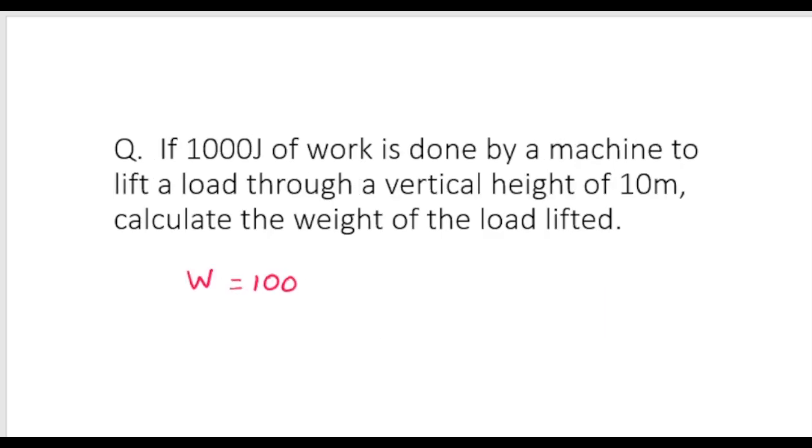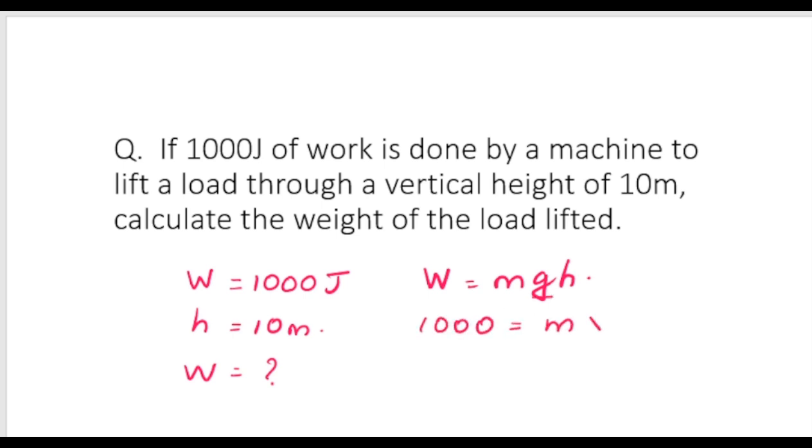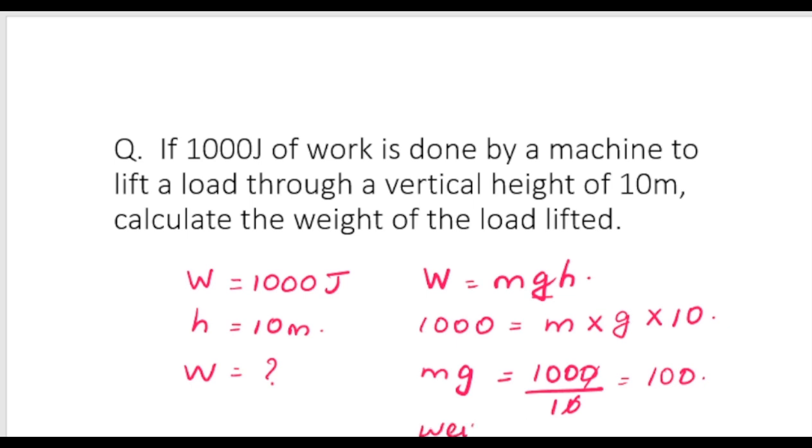Work is given as 1000 joule by a machine to lift a load through a vertical height of 10 meter. Calculate the weight of the load lifted. So we know that work done is equal to mgh. Here we can take g as 10. So 1000 is equal to mass into acceleration due to gravity into height 10 meter. So mg is equal to 1000 upon 10, 100. Therefore, weight is equal to 100 Newton.